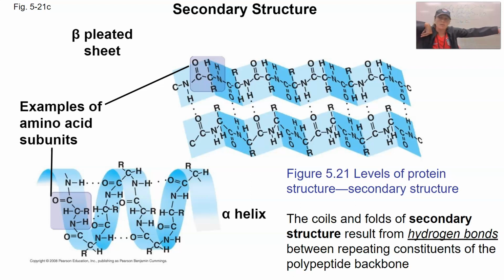The second thing we might do is instead of being a straight line, we might kink, and this is actually a beta pleated sheet. So these are the two things that are happening in our secondary structure: our straight line of amino acids is folding into an alpha helix or kinking into a beta pleated sheet. This is all the result of different hydrogen bonds between our polypeptide backbone.